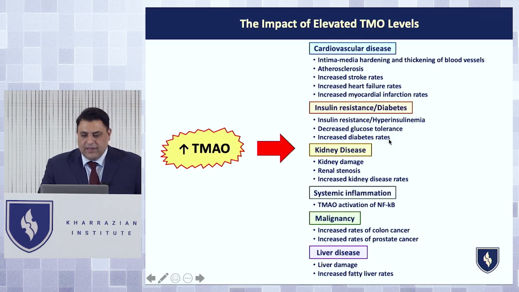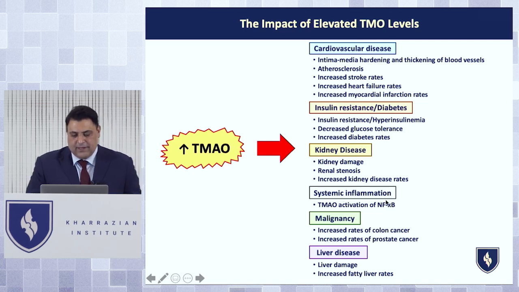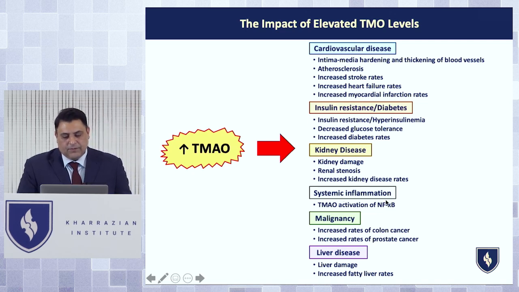Now, once a person has their TMAO levels go up, that's where you have these different changes throughout the body. In the cardiovascular system, you get just basic injury to the vascular endothelium and to the heart tissue itself. Insulin resistance develops. You get increased inflammation and altered insulin receptor signaling. You get kidney damage. You get systemic inflammation that turns on NF-kB, so the whole body becomes inflamed. There's also increased TMAO levels that have associations with malignancies, specifically colon cancer and prostate cancer, and can also directly induce liver damage. So that's TMAO.